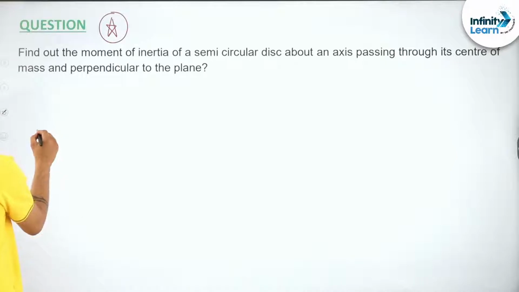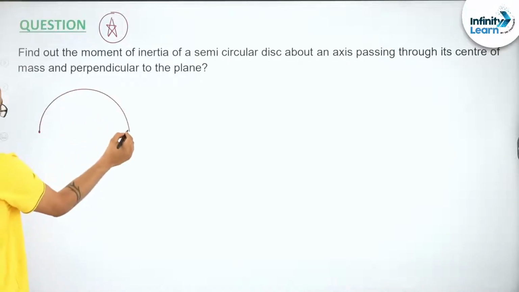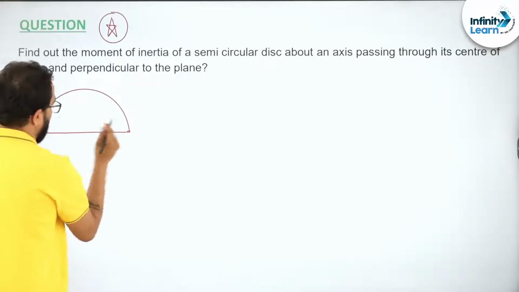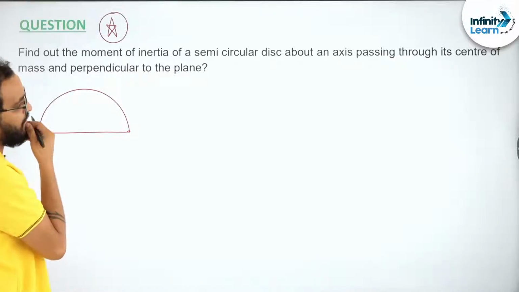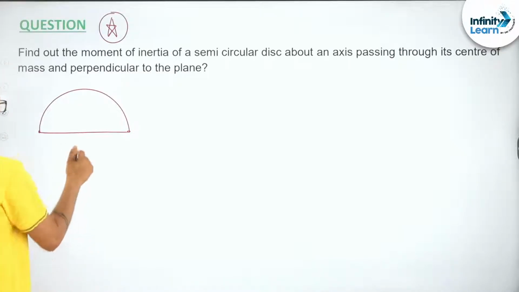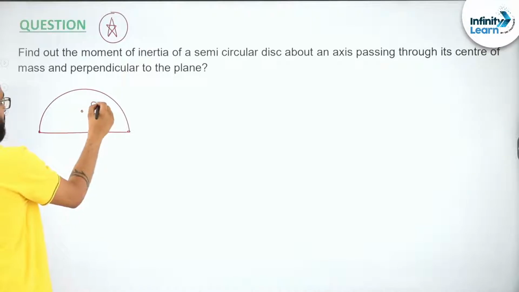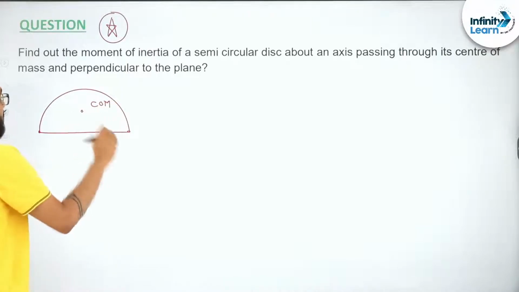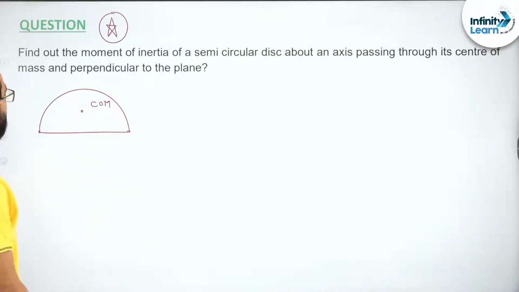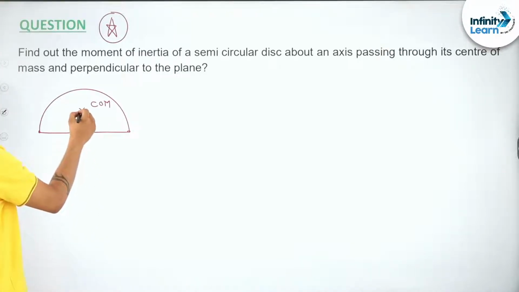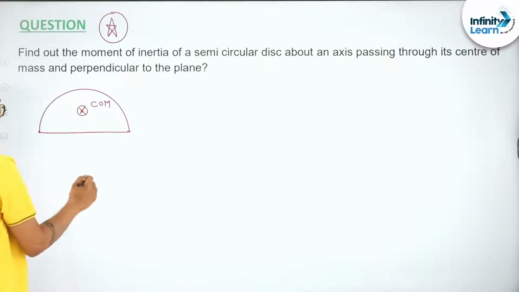Now let's try to understand. This is a semicircular disc. Can you see that? About an axis passing through its center of mass. So where is the center of mass? Here. And perpendicular to its plane. That means we need to find out the moment of inertia about this axis.